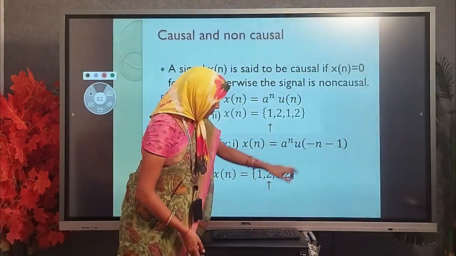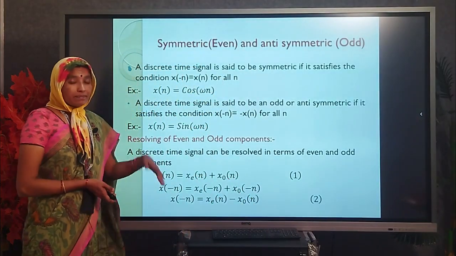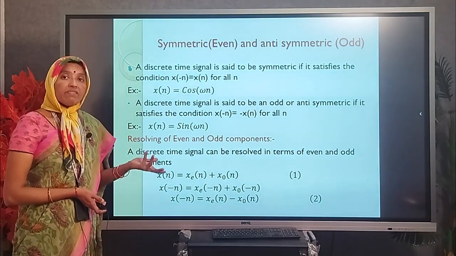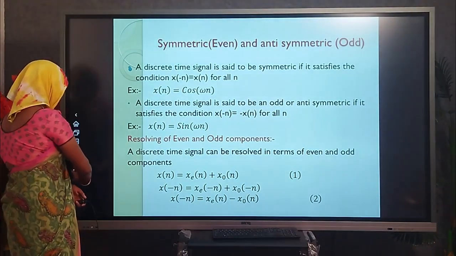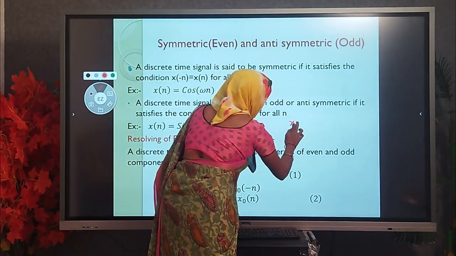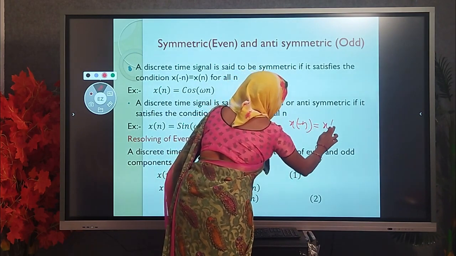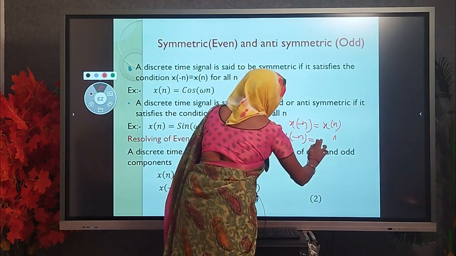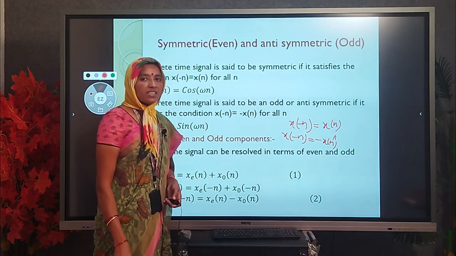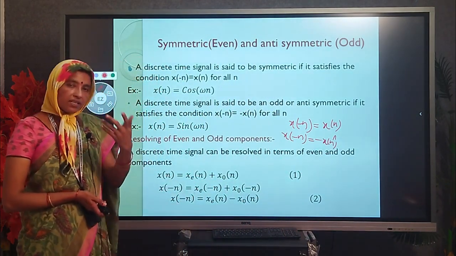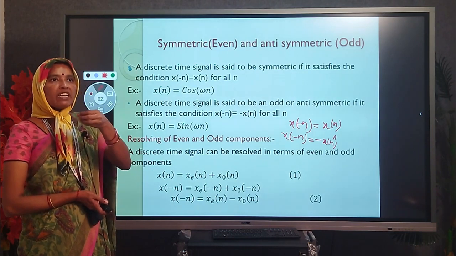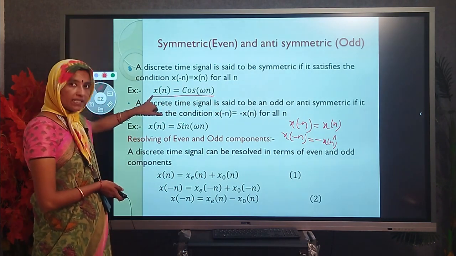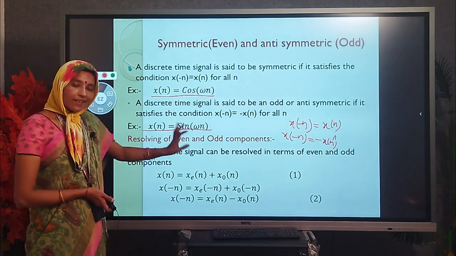And let us see about the next classification, symmetric and anti-symmetric. Let us see the condition for a symmetric or even signal. If x of minus n equal to x of n, then that signal is an even signal. And if x of minus n equal to minus x of n, then that signal is an odd signal. Any signal can be a combination of both even and odd signals. The best example of an even signal is the cosine signal, and the best example of an odd signal is the sinusoidal signal.